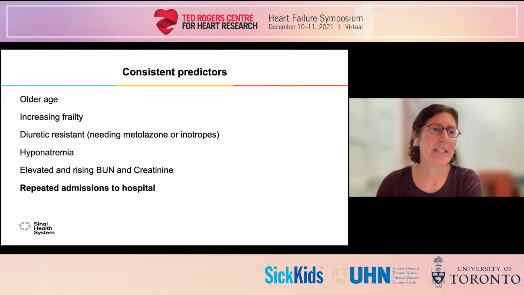So older age, obviously, increasing frailty, diuretic resistance. If you've got a patient who you see now is needing metolazone, or is in hospital and needs inotropes for fluid balance, then those are people who are becoming more towards the end of life part of the trajectory. People with hyponatremia, people with elevated or rising BUN and creatinine, and really importantly, you'll see people start to have repeated admissions to hospital. That really speaks to diuretic resistance and to renal dysfunction that's happening alongside their cardiac dysfunction.